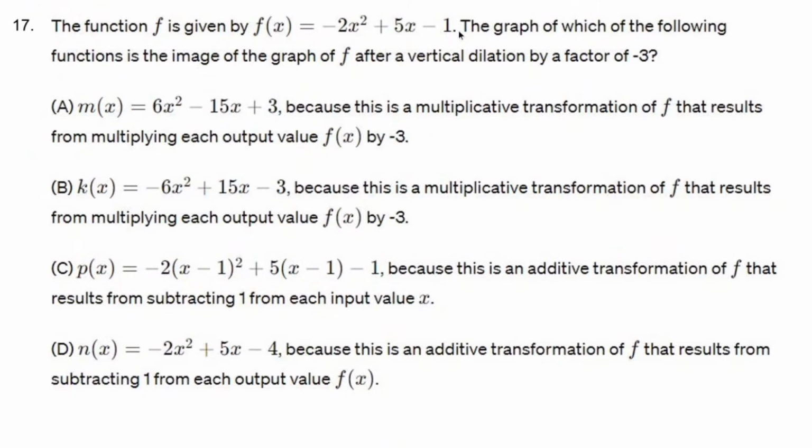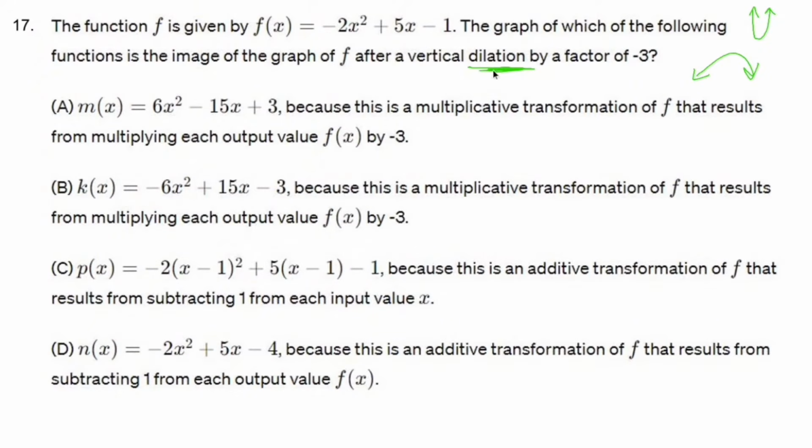The function f is given by f of x equals negative 2x squared plus 5x minus 1. The graph of which of the following functions is the image of the graph of f after a vertical dilation by a factor of negative 3? All right, so what a vertical dilation does is it takes a parabola, and this is a parabola. I actually have it upside down. It takes a parabola and makes it skinnier or wider depending on the number.